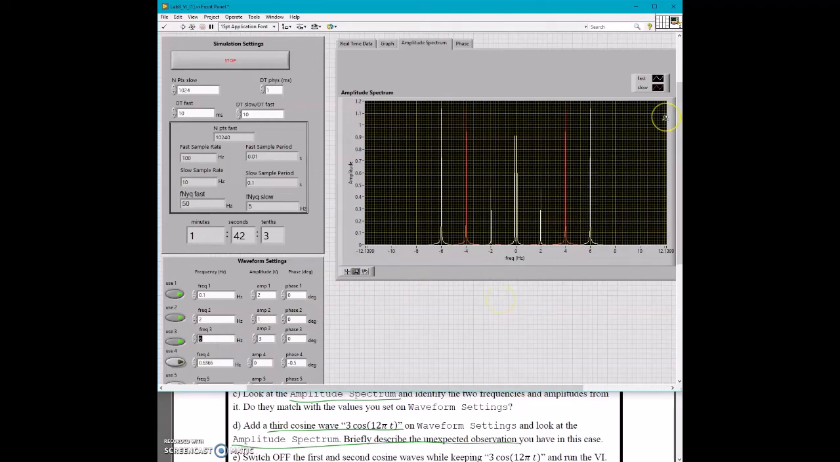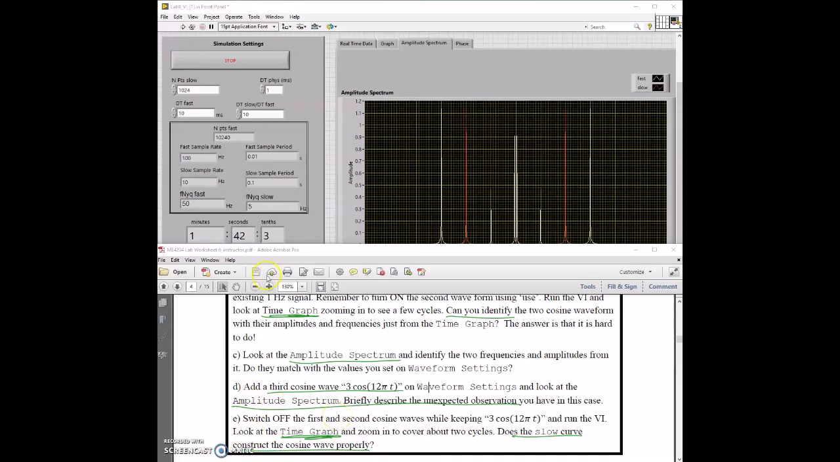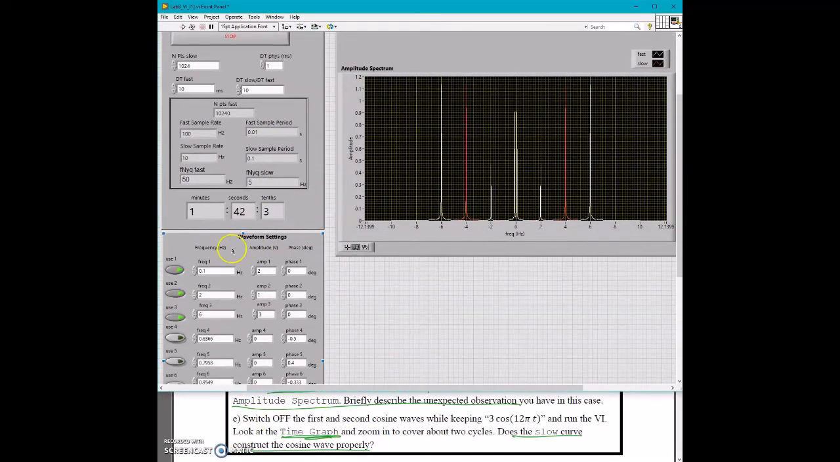But when you sample it at the lower rate of 10 hertz, what happened? This red line is not behind the 6 hertz, the white one. It's predicting a 4 hertz signal, which we don't have in the waveform setting. So I just briefly described the unexpected observation: some unexpected frequency of 4 hertz predicted by slow sampling. To examine this further, we go to the waveform settings, turn off the first two, and run it again.